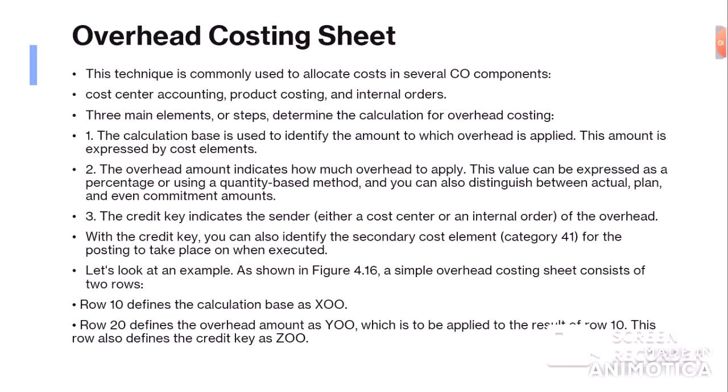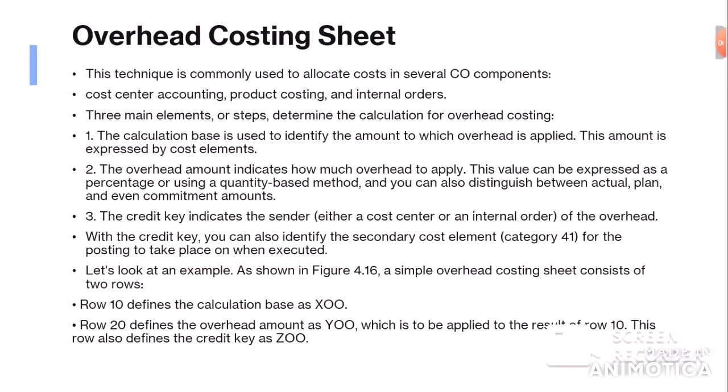Let us look at an example. As shown in the figure, a simple overhead costing sheet consists of two rows. Row 10 defines the calculation base. Row 20 defines the overhead amount which is to be applied to the result of row 10. This row also defines the credit key as ZOO.